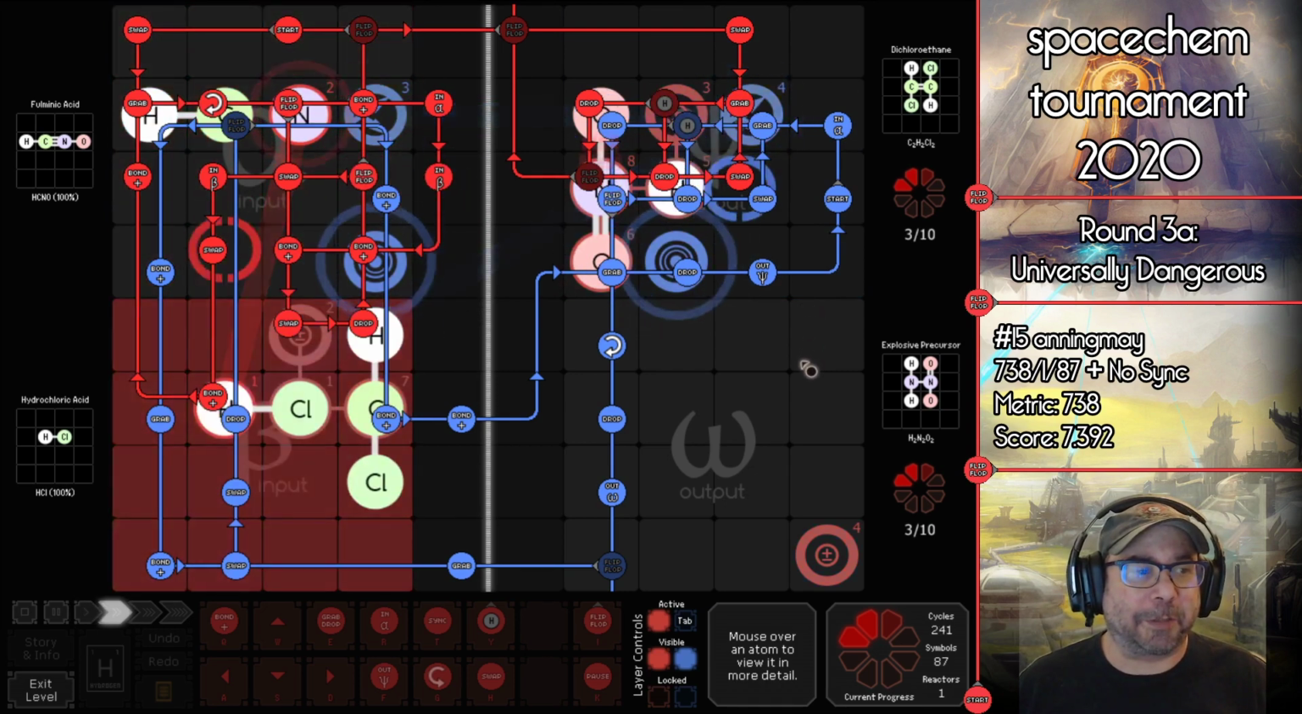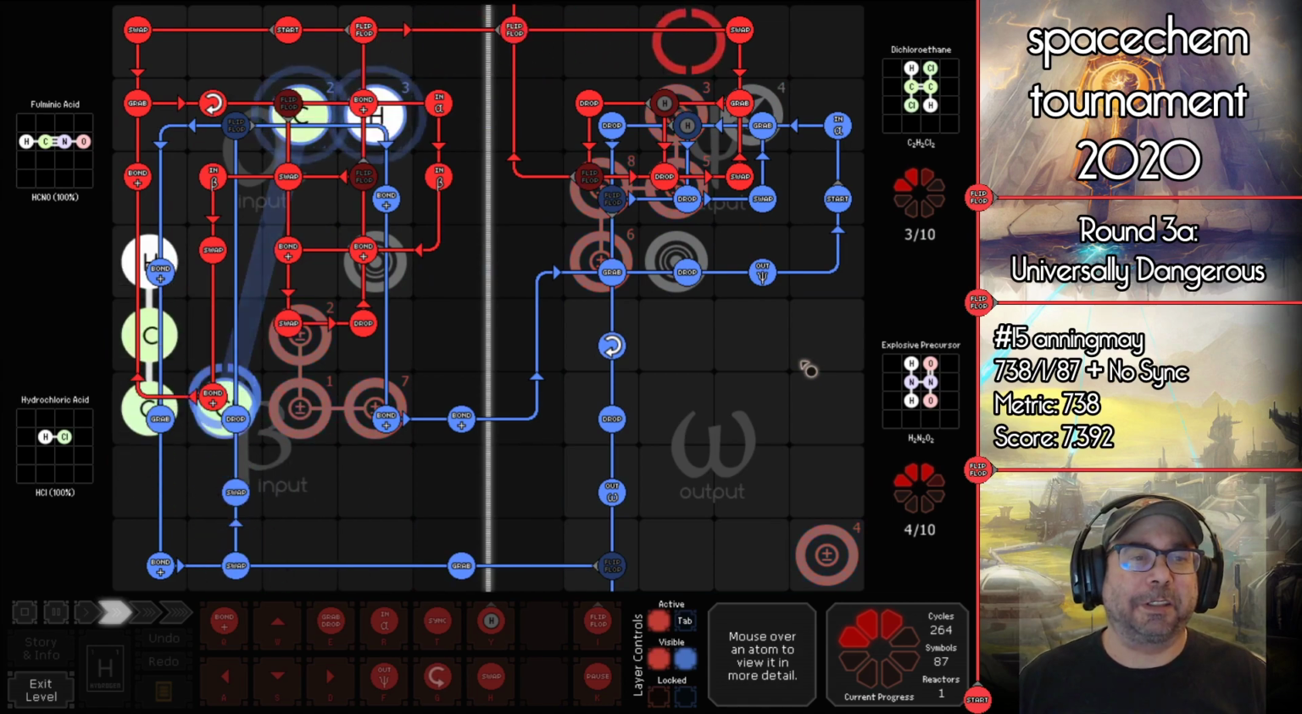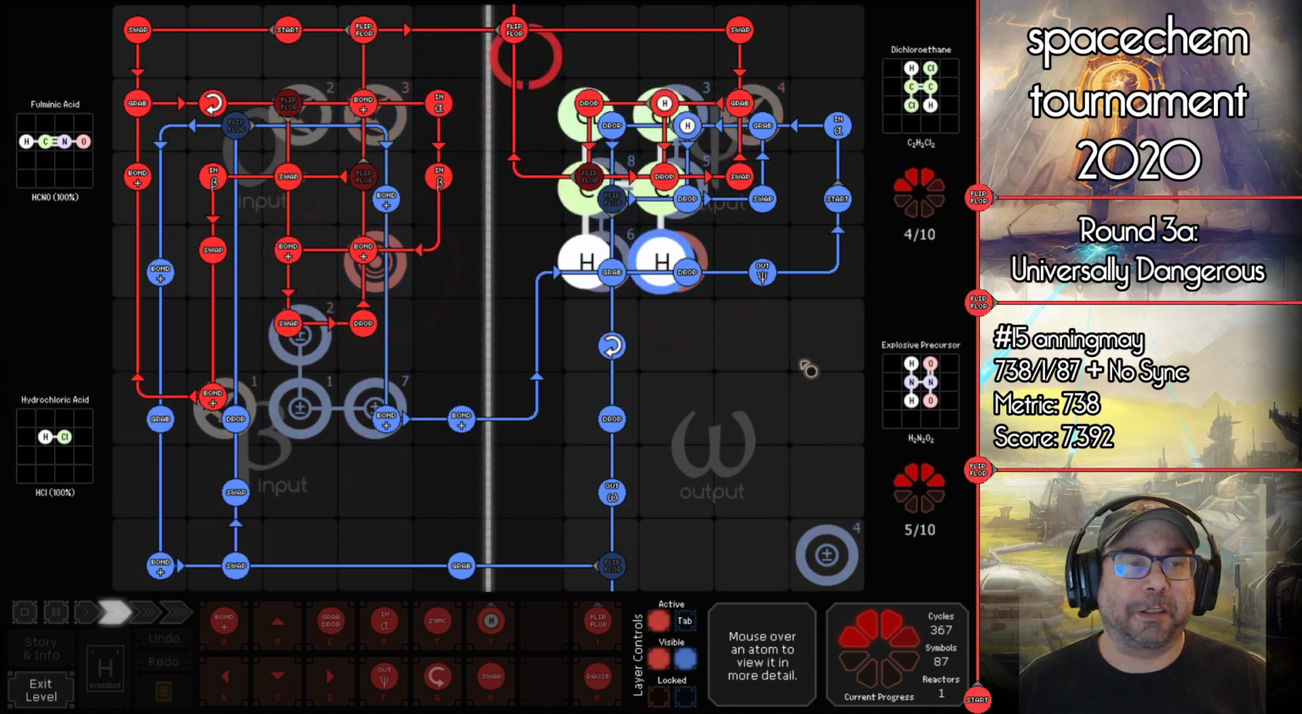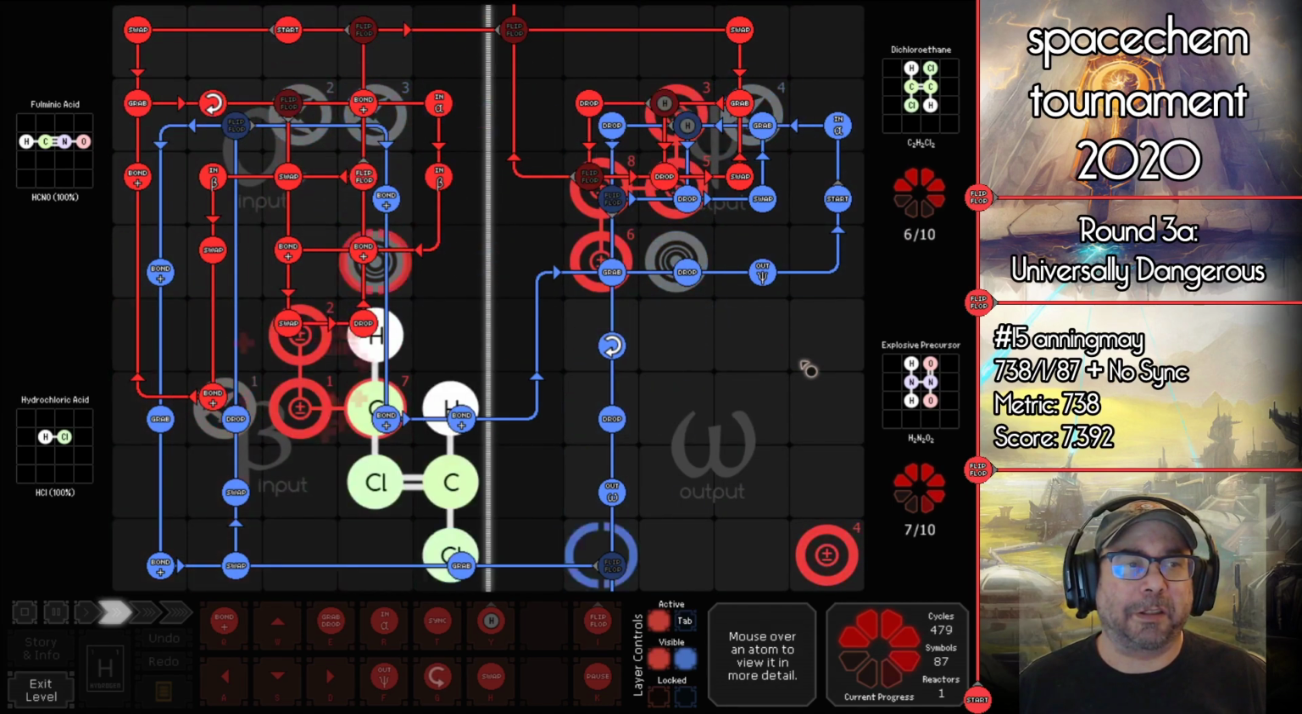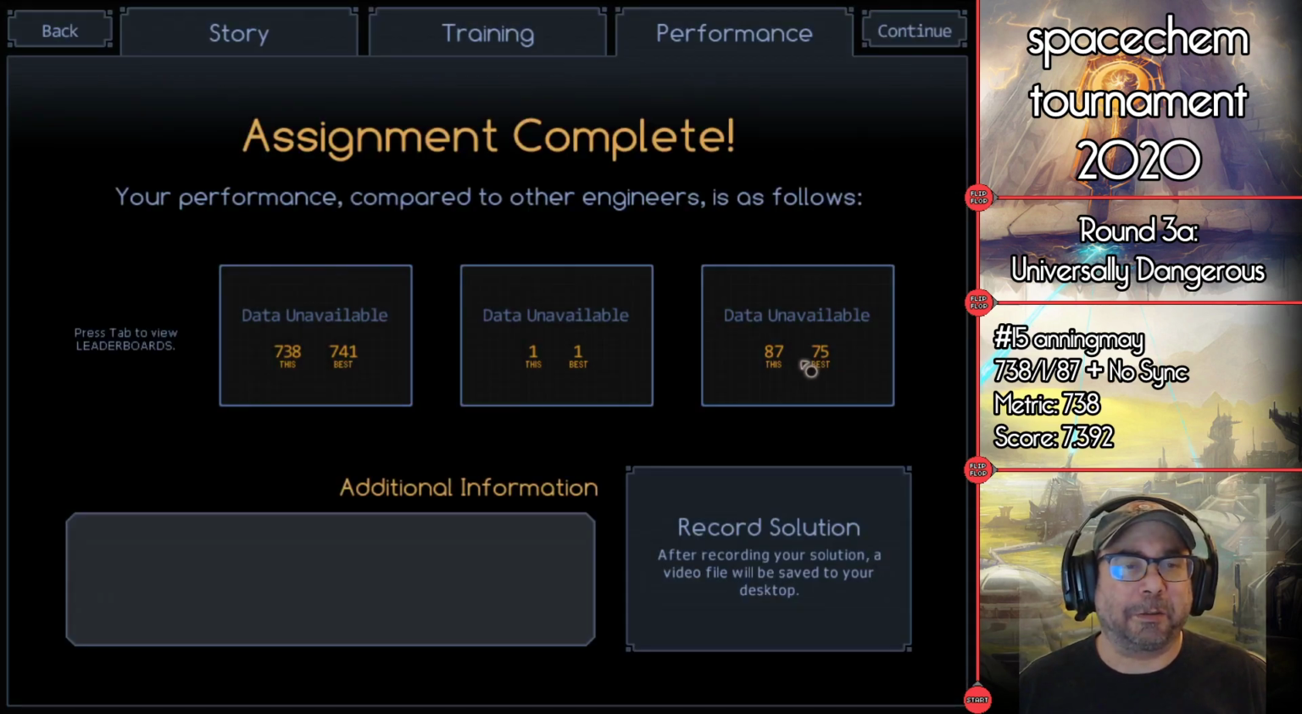Well, let's go watch it go a little faster. And away we go. Yeah, I like that input zone dichloroethane construction. Yeah, that was really cool. Just shove them together. Carry them all at once. This gives anningmay a nice little edge over previous solution with 738 cycles, giving anningmay 15th place at 7.392 points. Here we go.